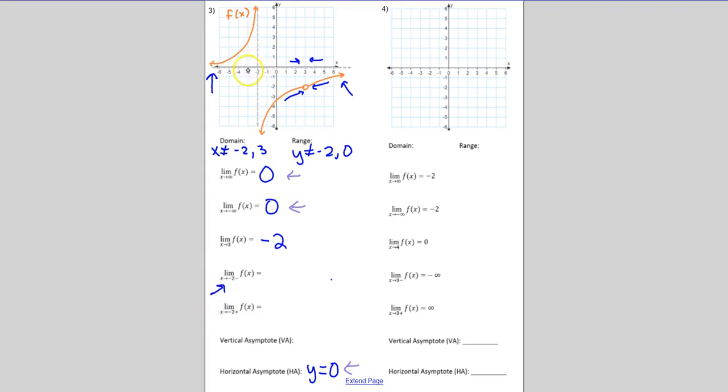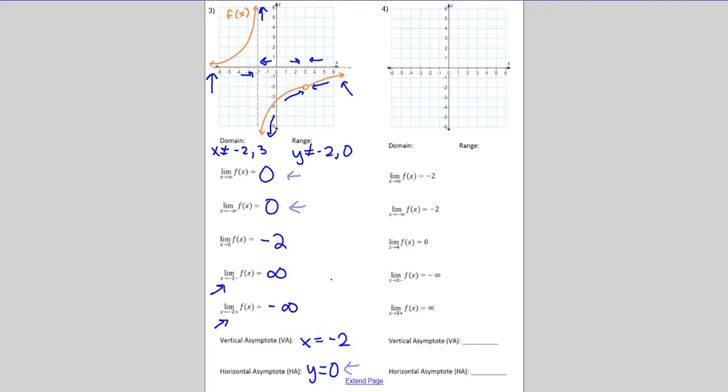So as x approaches -2 from the left, the graph is going up toward infinity. The next one says, what's the limit as x approaches -2 from the right? So as the graph approaches -2 from the right, the y values are going down toward -infinity. So what's the vertical asymptote? Look at that vertical dotted line that I've drawn in there, and its equation is x equals -2.